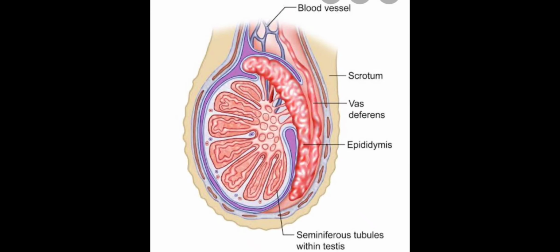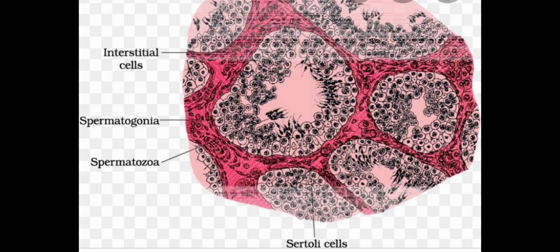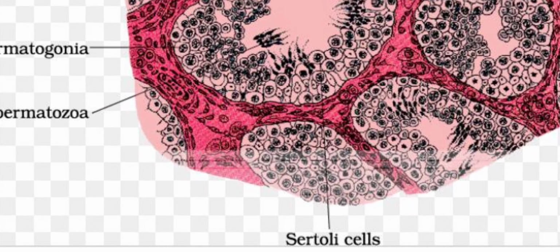Now, let us see the broad view of seminiferous tubules. A seminiferous tubule has two types of cells on its inner side. One is the male germ cells, which are called spermatogonia. These spermatogonia undergo the process of meiosis and form the sperm. The second is the Sertoli cells, which basically provide nutrition to male germ cells or sperms.